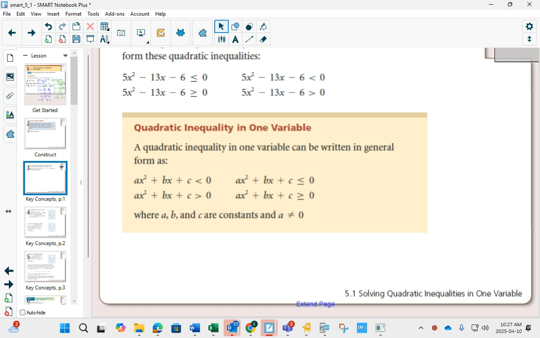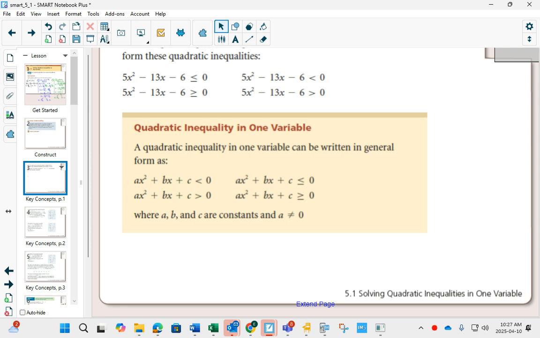They look like quadratic equations, but instead of having it equal to 0, you have either a less than or greater than, or less than or equal or greater than or equal sign. And for solving them, they're going to be very similar to solving quadratic equations, with a slight difference.